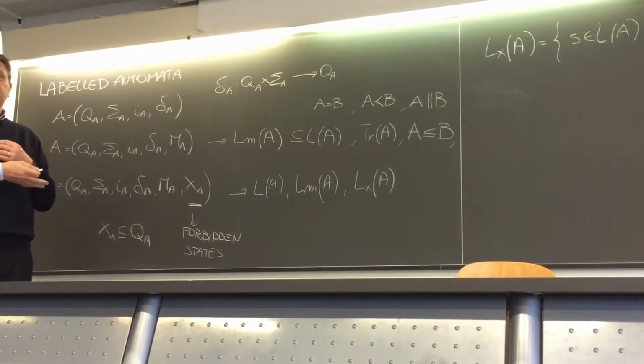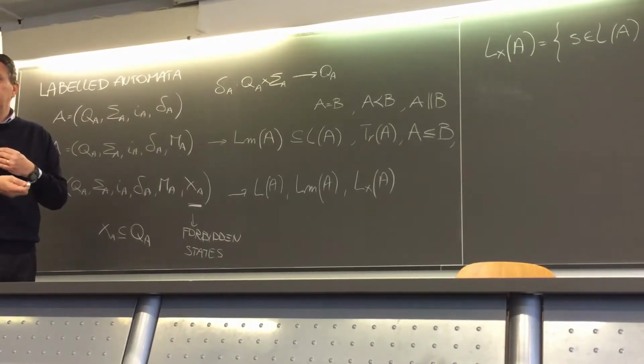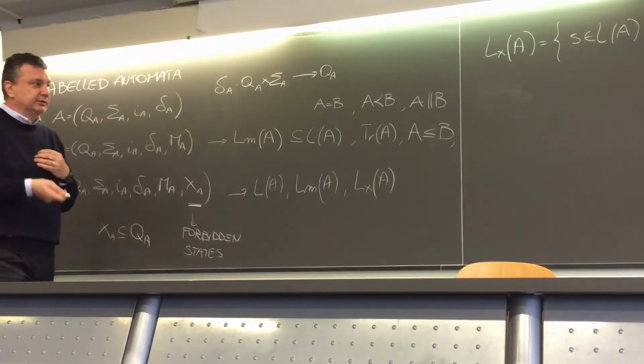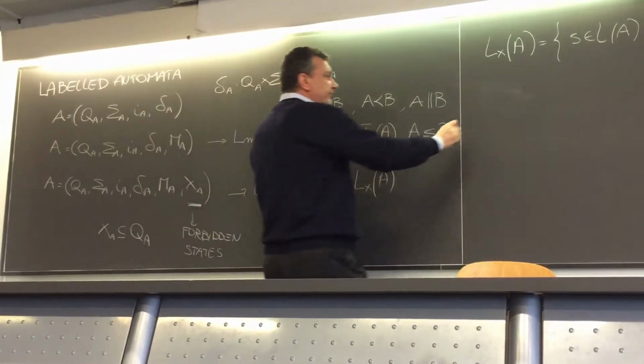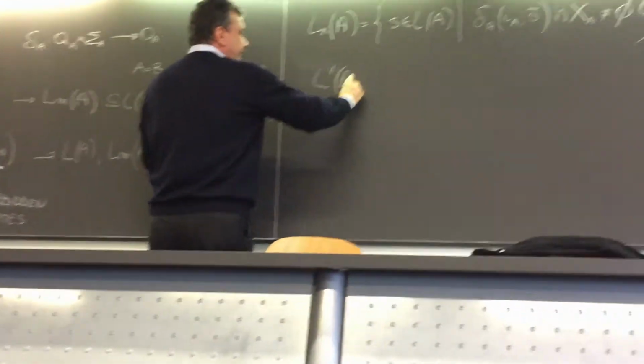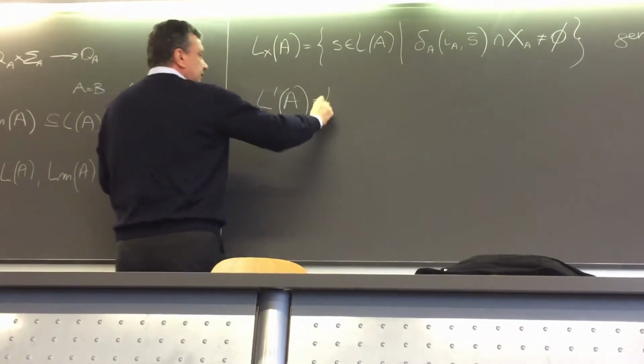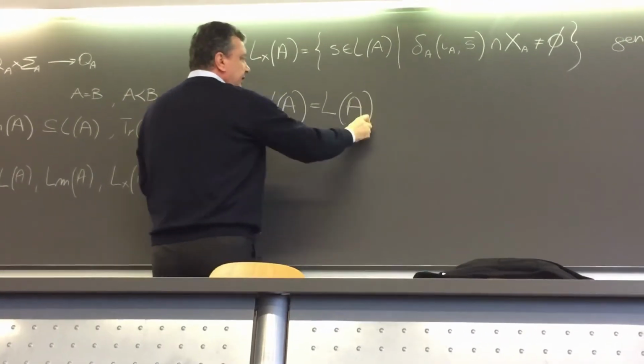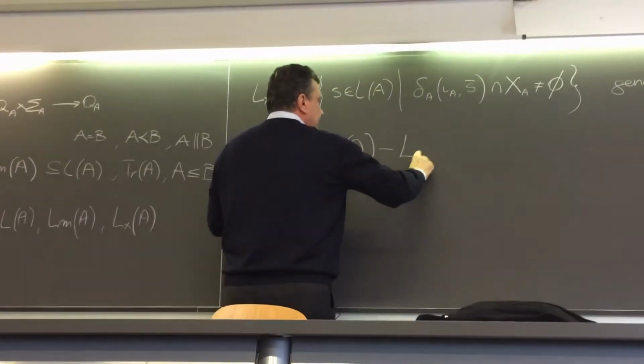So in Italian, linguaggi primi, che mettono un apice con tutto. So we define the prime language of A, which is nothing more than the language of A minus LX of A.